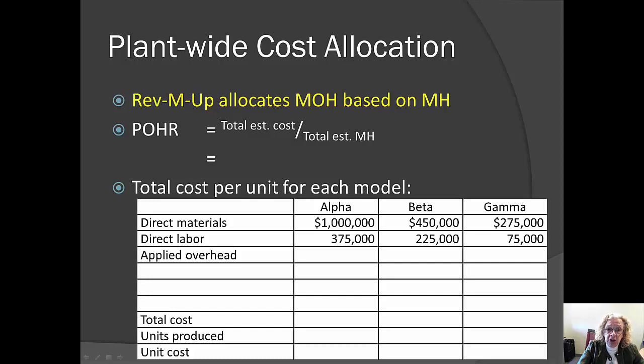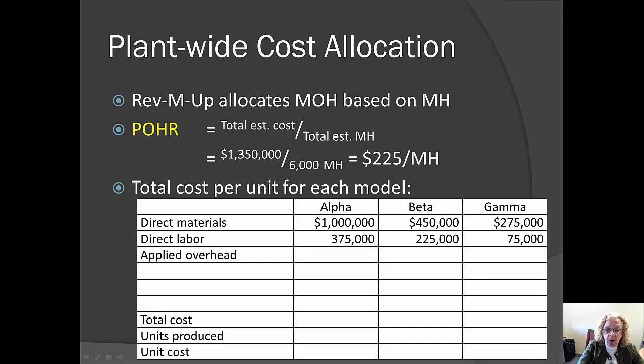RevEm has decided to use machine hours as the basis for allocating its overhead. So it made a predetermined overhead rate where it took the total estimated overhead cost divided by the total amount of the allocation base, machine hours, to get an allocation rate. In this case, they had a total of $1,350,000 of overhead, and they had a total of 6,000 machine hours. That was given on the previous slide.